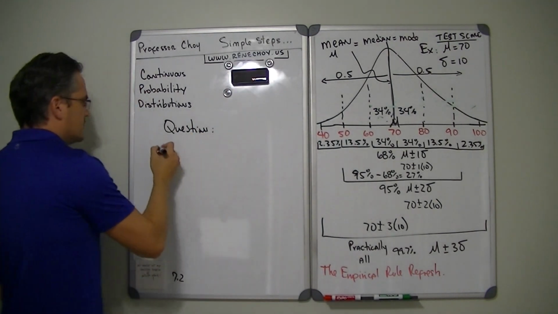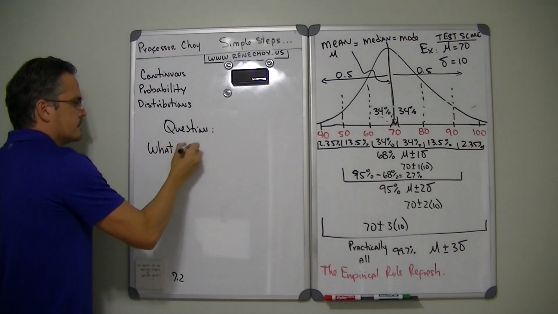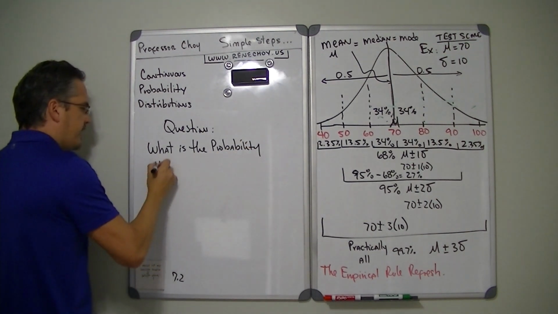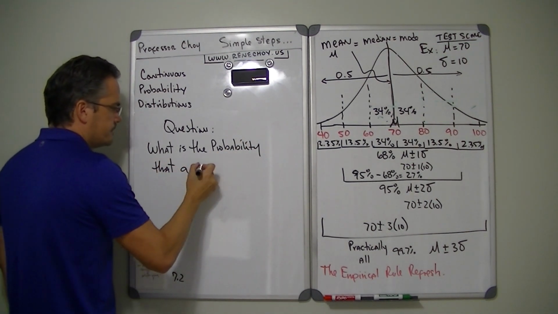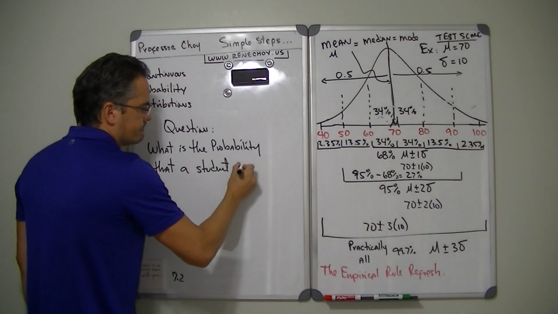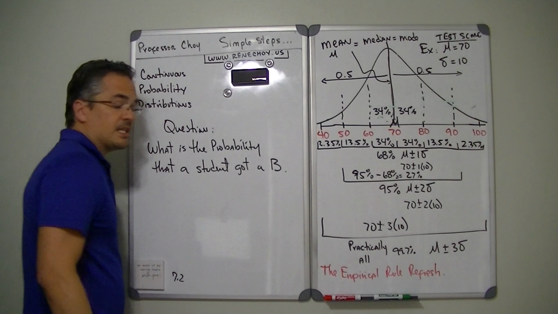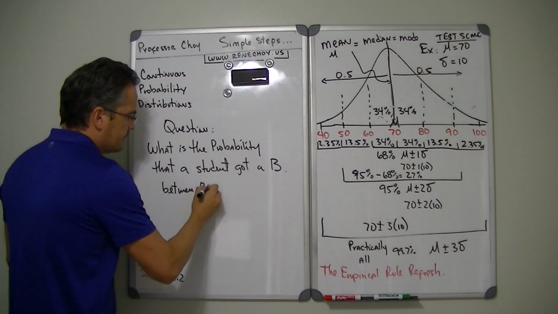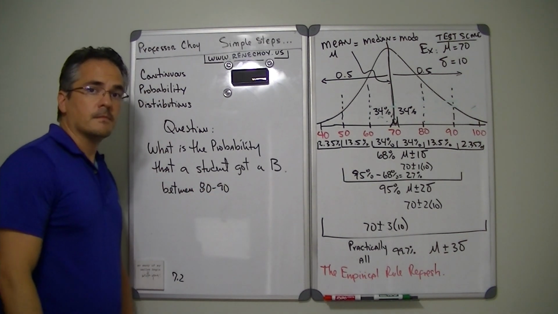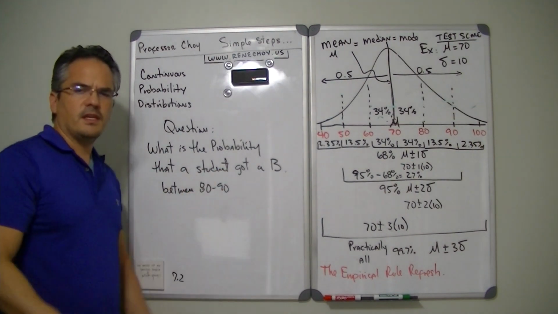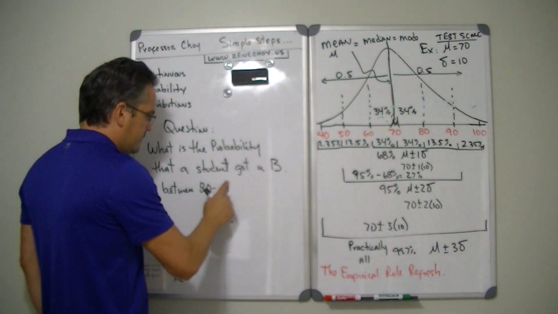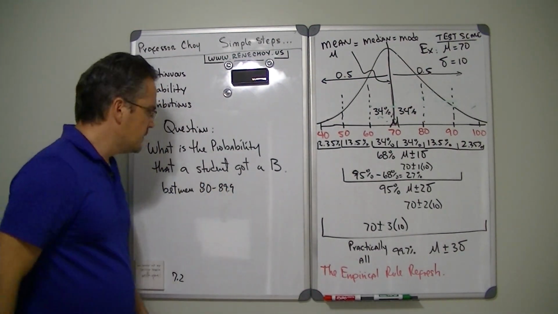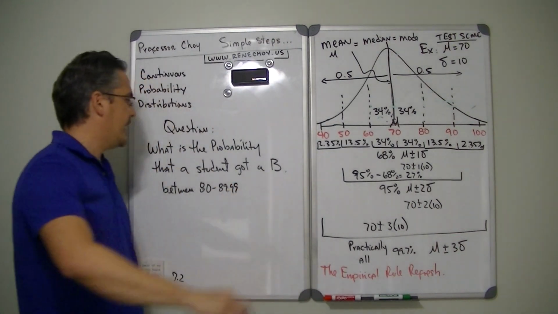Imagine that somebody asks you, what is the probability that a student got a B? And the definition of a B is between 80 and 90. Alright? Now, let's make the example precise, by the way, and say 89.9, okay? There you go. So between 80 and 89.99.